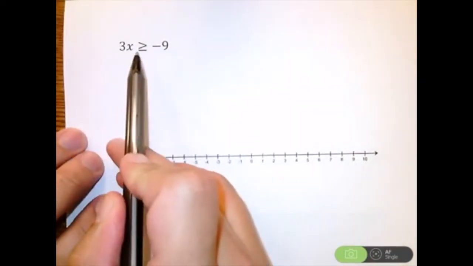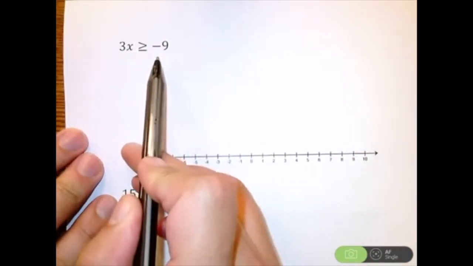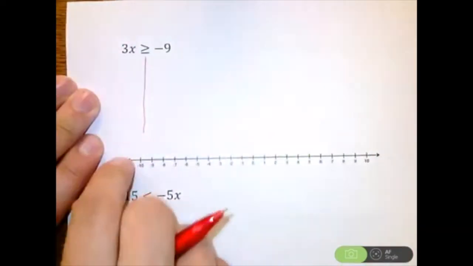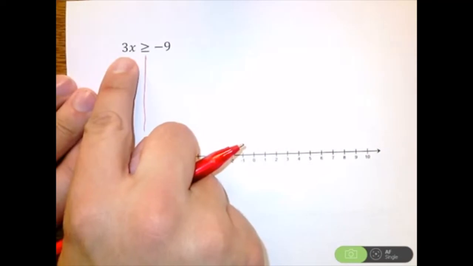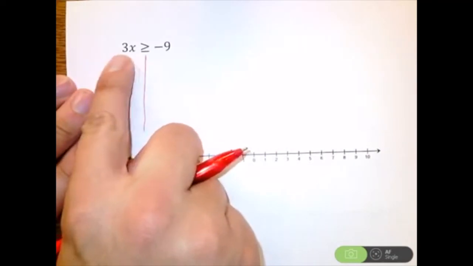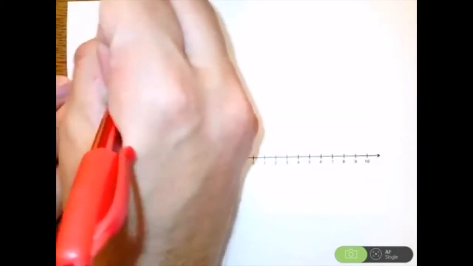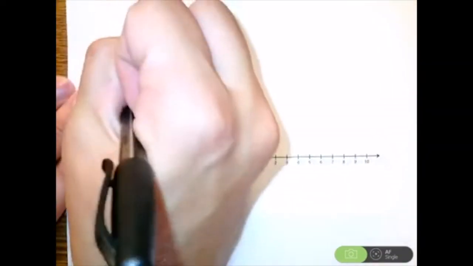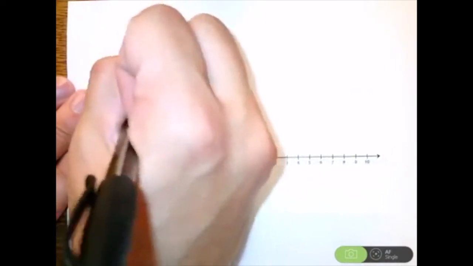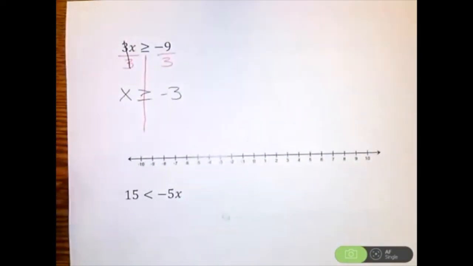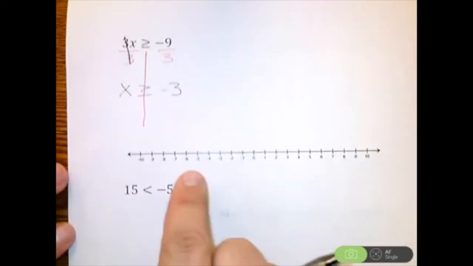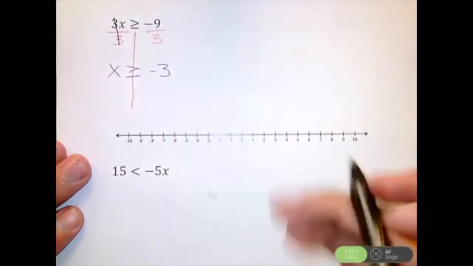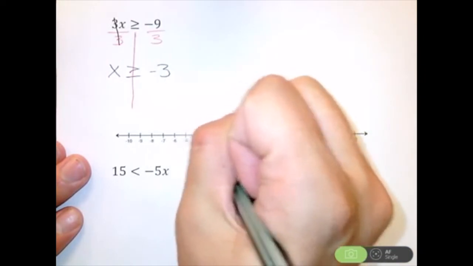I have 3x is greater than or equal to negative 9. So again, the focus is on the x. I've got to get this x by itself. Order of operations backwards. This is being multiplied, so I'm going to divide by 3, divide by 3. That gives us x is greater than or equal to negative 3. Going to go to my graph, go to negative 3, and because it's greater than or equal to, we're going to have a filled-in circle at negative 3.